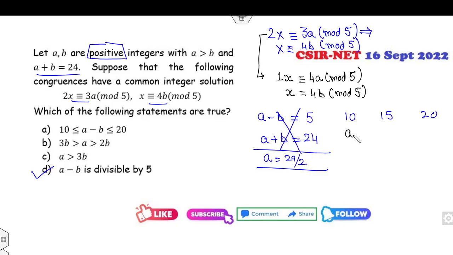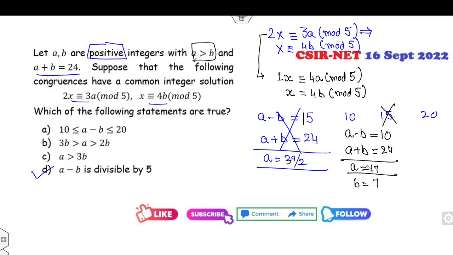Fine. Look at the second case. Again, the 15 case will be cancelled out, because if it is taken as 15, then it will be 39. Fine. Now, if I take this case as 10, then a plus b is 24. Then if you add them, a will be 34 over 2, that is 17. b will be 7. a is greater than b. Fine. So now look at the option. 17 is greater than 21. Not satisfied. This option is cancelled. 3 into b, 7 into 3, 21.